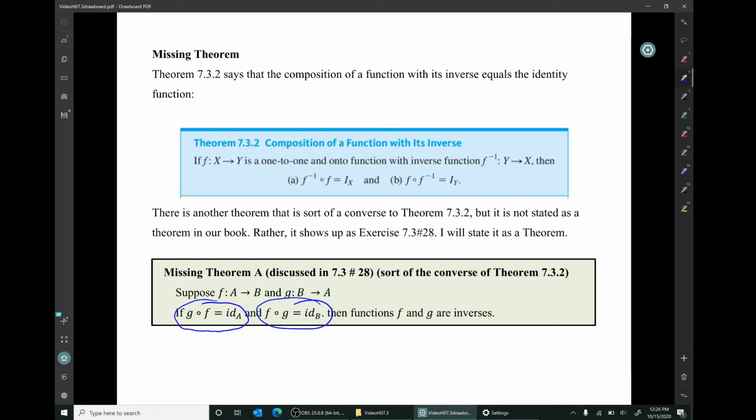Well, there's a missing theorem. It should be presented as a theorem in the book, but it's not. It's just part of an exercise, 7.3, number 28. And it's this theorem. If you have two functions that behave this way, if their compositions behave this way, then it turns out those functions are inverses.